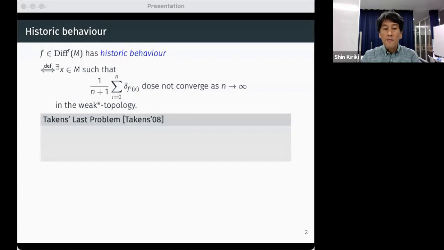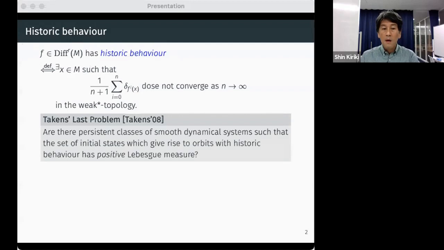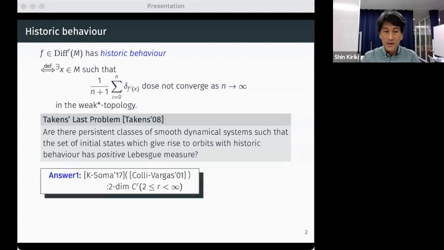For this concept, Takens presented the following open question. Are there persistent classes of smooth dynamical systems in which the set of initial states which give rise to orbits with historic behavior has positive Lebesgue measure? This open question has already been answered positively by Kiriki, Soma and myself. This answer is a generalization of the Colli and Vargas model to two-dimensional diffeomorphisms with homoclinic tangency.